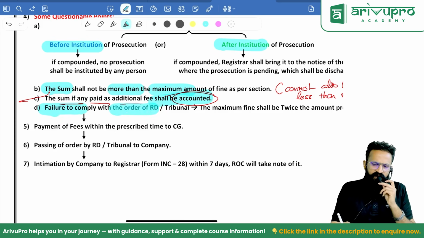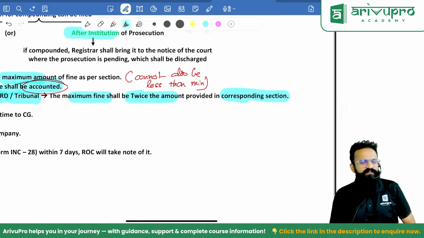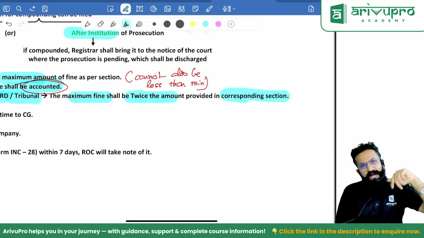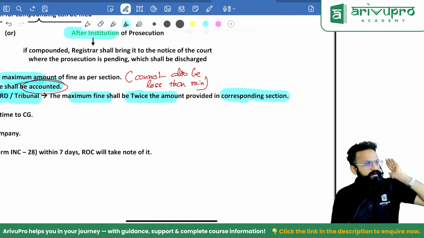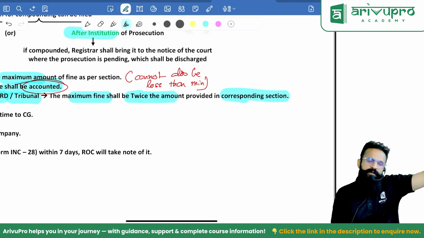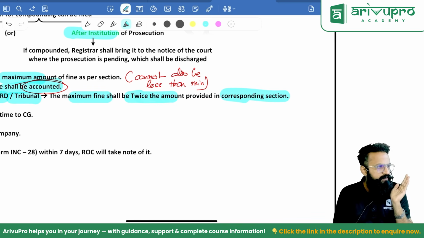Okay. Failure to comply with the order of RD or tribunal, the maximum fine shall be twice the amount provided in the section. So if they have given you 2 lakh and you do not follow the order, then the maximum penalty can be prescribed. So annual return maximum penalty is 2 lakh. You need to pay 4 lakh rupees if you fail to comply with the NCLT's compounding order.